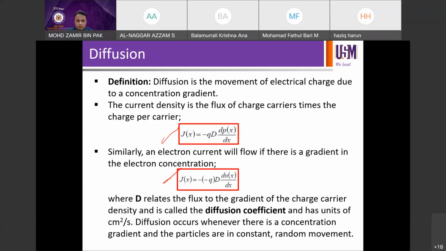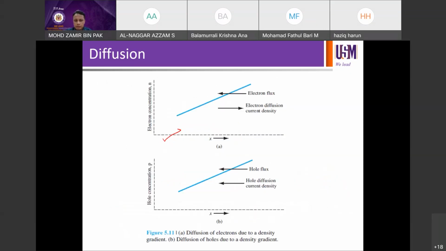So D is related to the flux and the gradient of the charge, and it's called the diffusion coefficient or diffusivity, same thing. Diffusivity or diffusion coefficient, either one is fine, and has a unit of centimeters squared per second. Diffusion occurs whenever there is a concentration gradient and particles are in constant random movement. Okay, so this will be the equation that we're going to use.